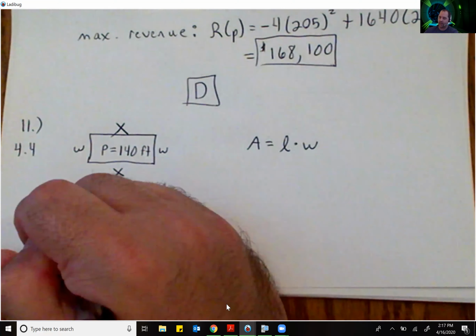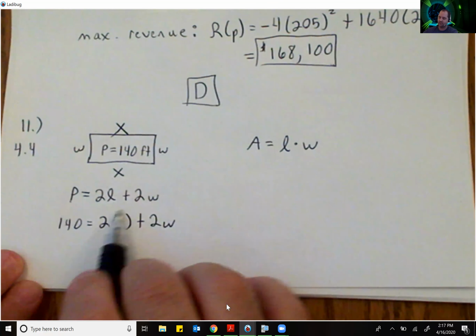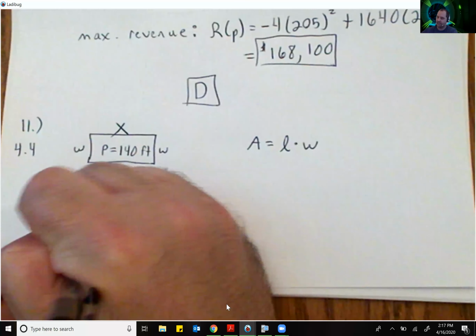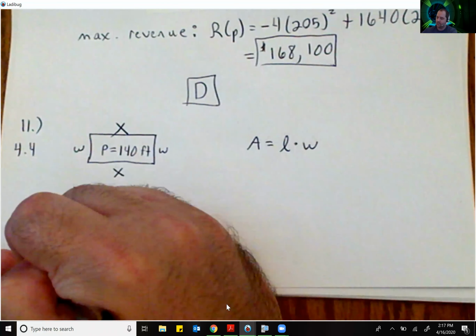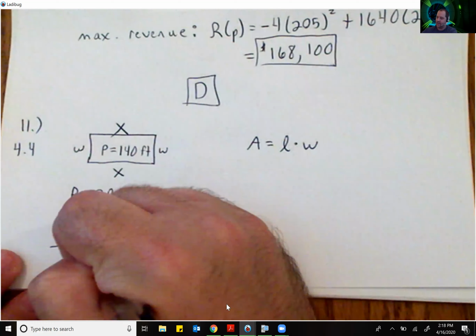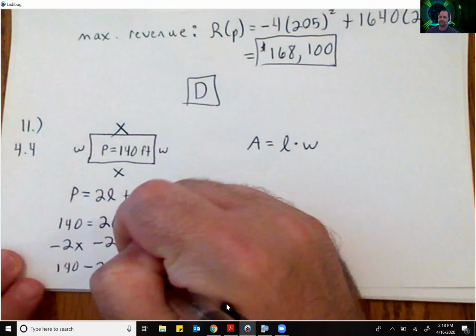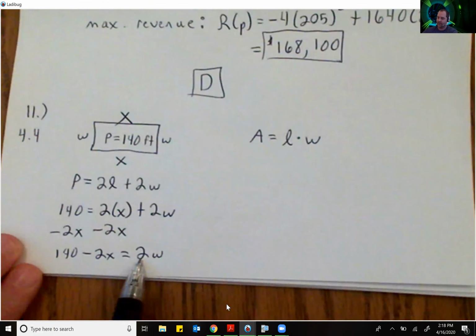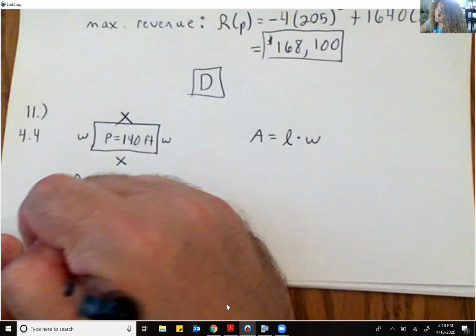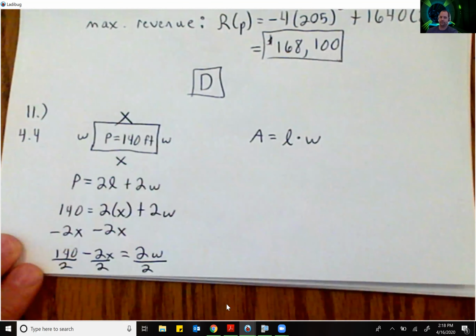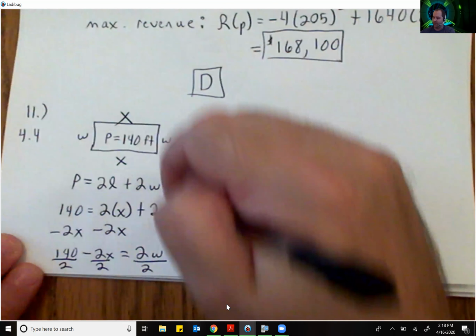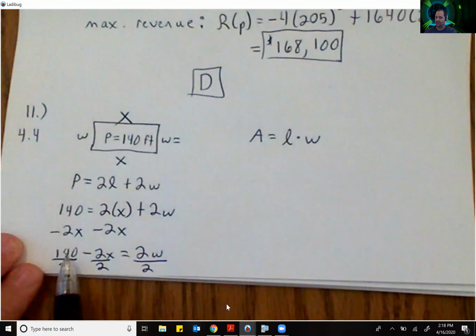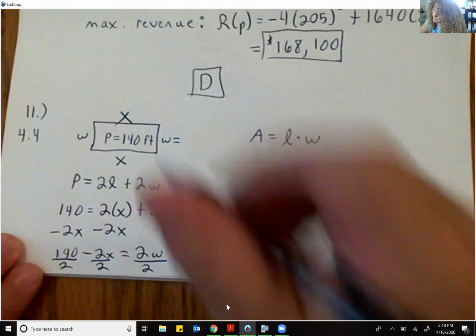So how do I get rid of a positive 2X? Minus 2X. That gives us 140 minus 2X equal to 2W. Now, how do I get this W by itself? Divide by 2. I'm going to divide each one of these numbers by 2. So now we know that W is equal to, well, 140 divided by 2 is 70.